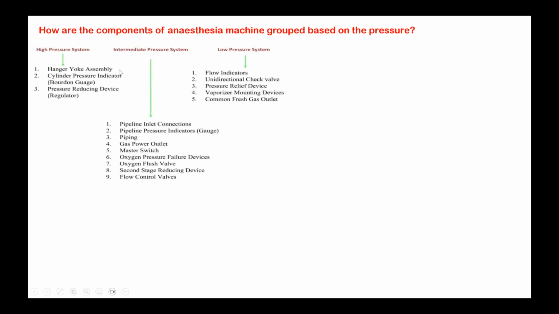Okay. Then coming to the components of the anesthesia machine, as I said, and you have also answered, it is classified into high pressure, intermediate pressure, and low pressure. And these are all the components: hanger yoke, which we have seen; cylinder pressure gauge, we have seen; pressure reducing device, we have seen. And the central pipeline is classified as intermediate. Why is the cylinder classified as high pressure, and why is the pipeline inlet connection classified under intermediate pressure?